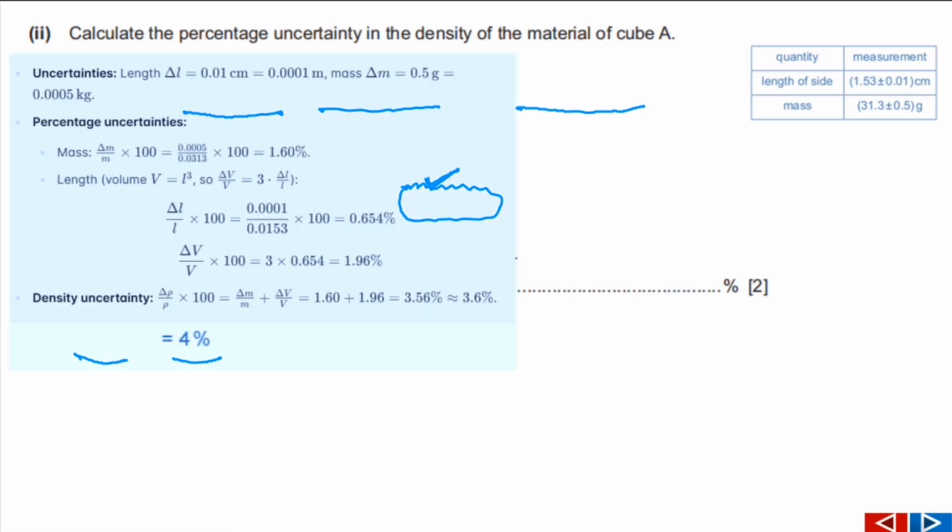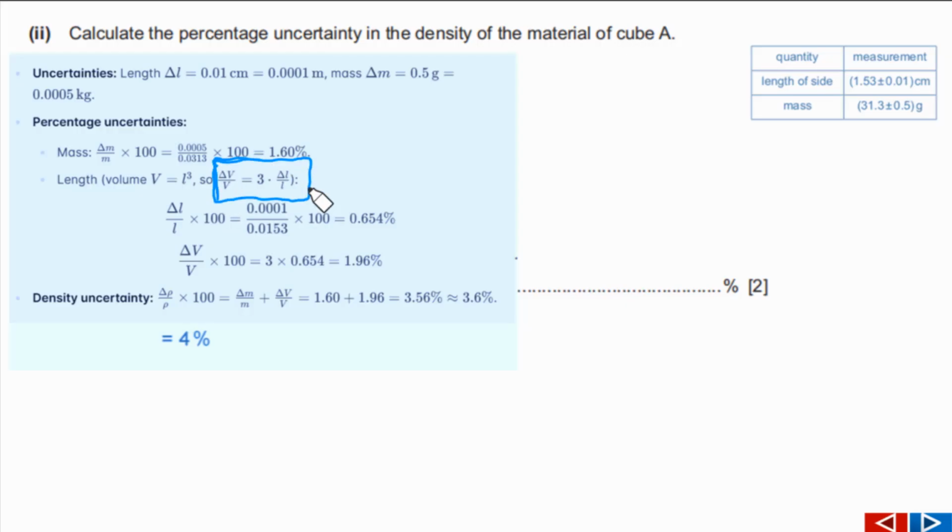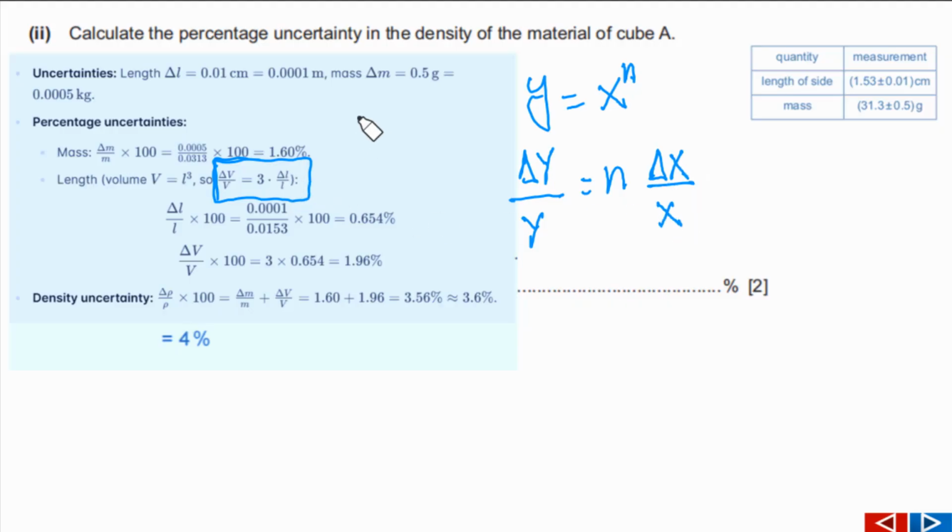So here we need to calculate percentage uncertainty. You can see all the steps are written here for you. Simply you need to look at these steps. If you have a question, you can ask me in comments. This is the main point you need to understand. Here is delta V by V. Because this is L cube, if we have, for example, y equal to x to the power of n, then the fractional uncertainty of y has to be equal to the power times the fractional uncertainty of x. So in this case, volume V is equal to L cube. That's the reason we have cube in front of this.